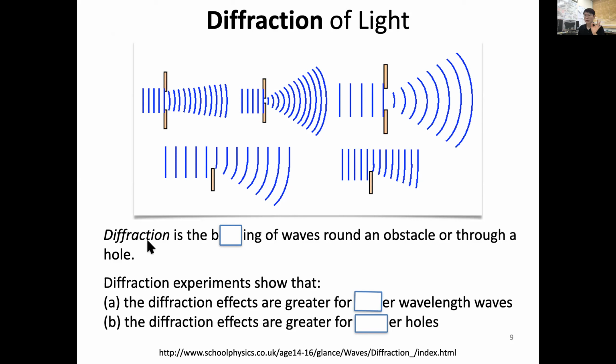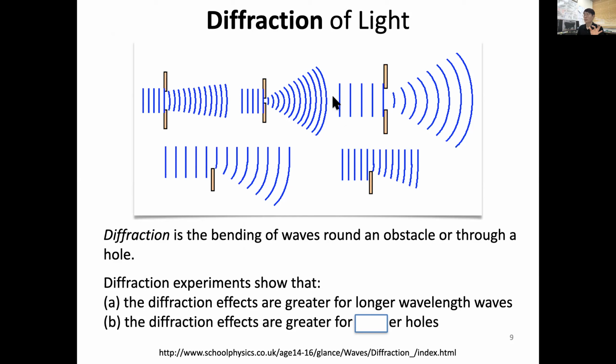First of all, diffraction is the bending of waves around an obstacle or through a hole. Okay, so that's a fundamental property of waves when they interact with an obstacle. And this is actually an experiment. What it shows is, first of all, with the same opening, if we use a longer wavelength, you see it bends more. That means it diffracts more for a longer wave.